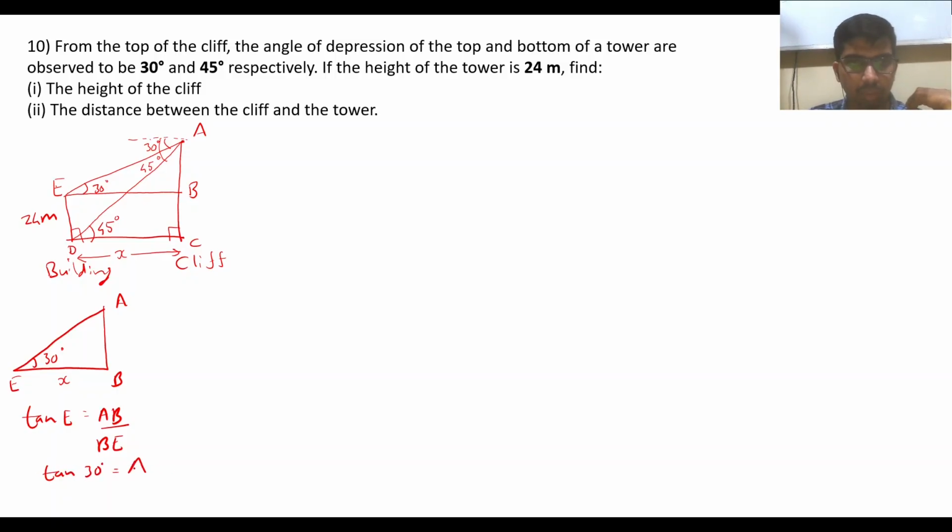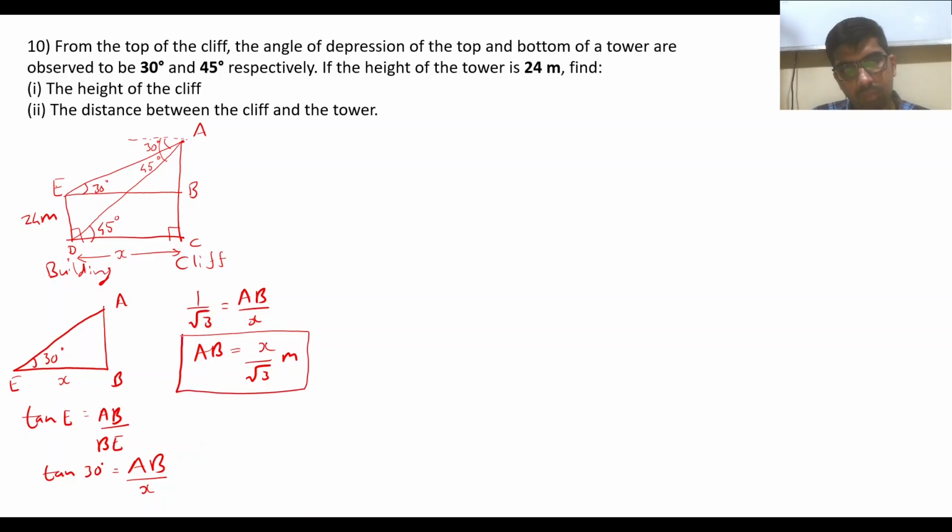AB we don't know AB ka value, but we know BE as x. So tan 30 is 1 by root 3. We have 1 by root 3 as AB upon x. So AB क्या हो जाएगा? AB will become x upon root 3. Keep it meters. ठीक है, ये हो गया एक पार्ट. Now we'll take the second triangle ACD.